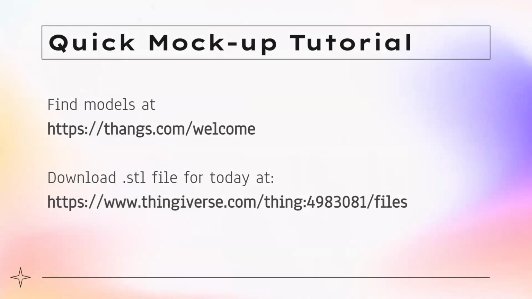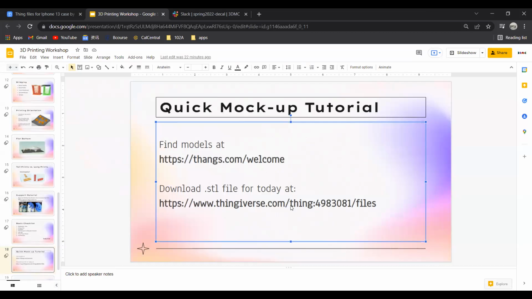So when we really want to make something quick, say we want to mock up in 5 minutes, how do we do that? You don't mock up, you don't model it. You can just go to Thingiverse or things.com and download the file. And in today's class, we will try to do that.